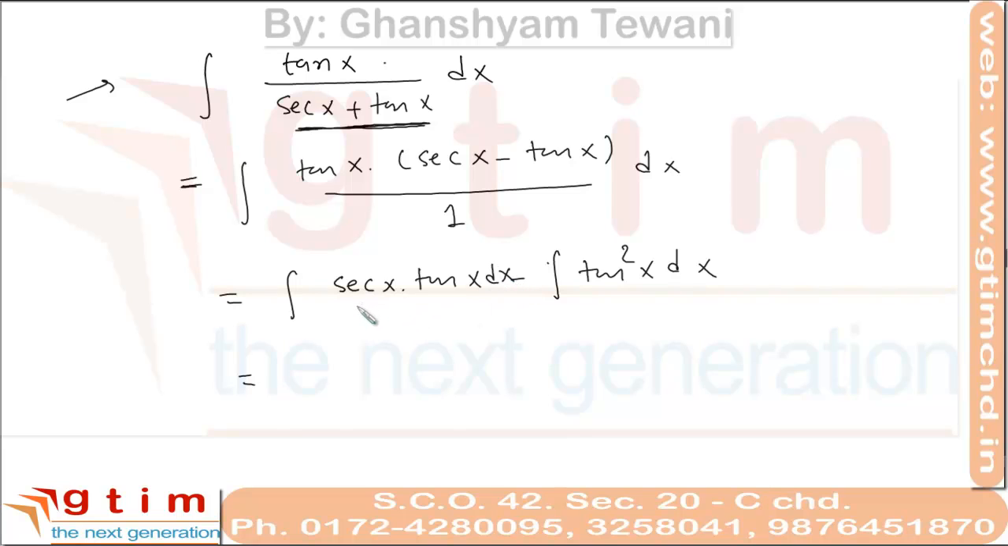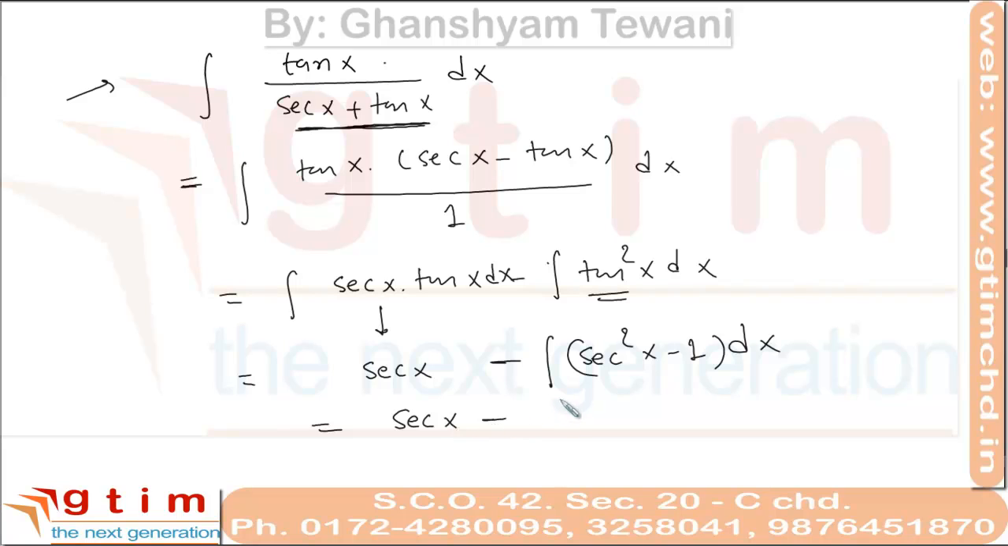Now this is a standard formula. This is the formula for secant x tan x. As we just did, we can write tan square x as secant square x minus 1. Then this is secant x minus integration of secant square x, which is tan x, and integration of 1 is x. Finally C, constant of integration.